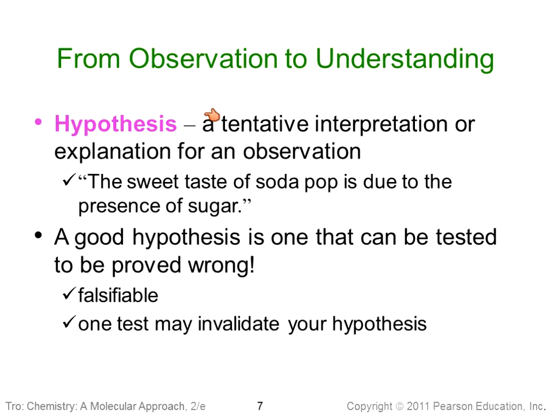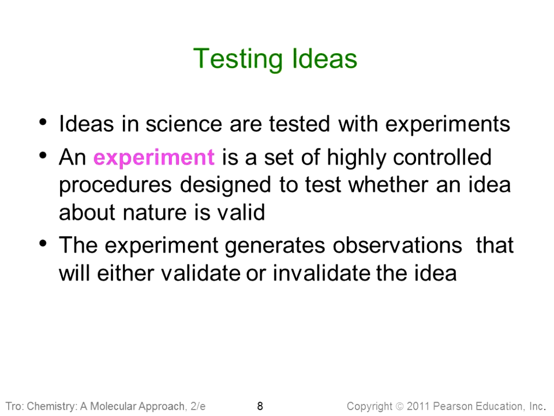One of the first things we do in the scientific method is build a hypothesis. A hypothesis is a tentative interpretation or explanation for an observation. For example, we might say the sweet taste of soda pop is due to the presence of sugar. A good hypothesis is one that can be tested to prove wrong. Is it falsifiable? In fact, one particular test might invalidate your hypothesis, and then you have to start with a new one.